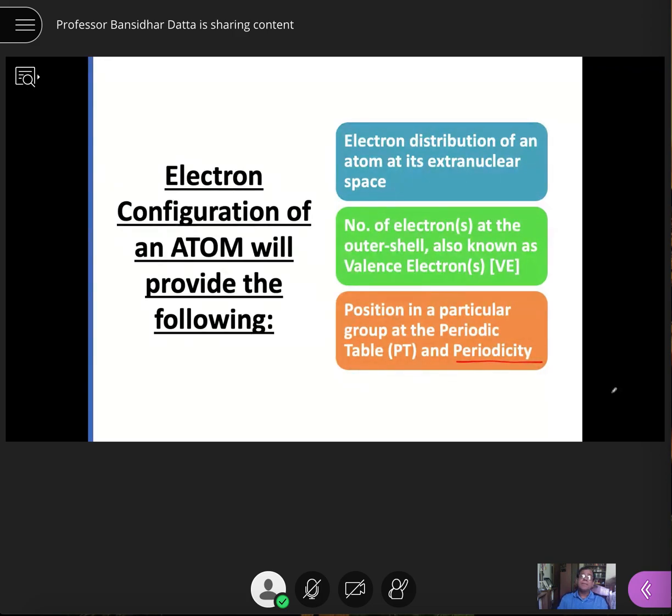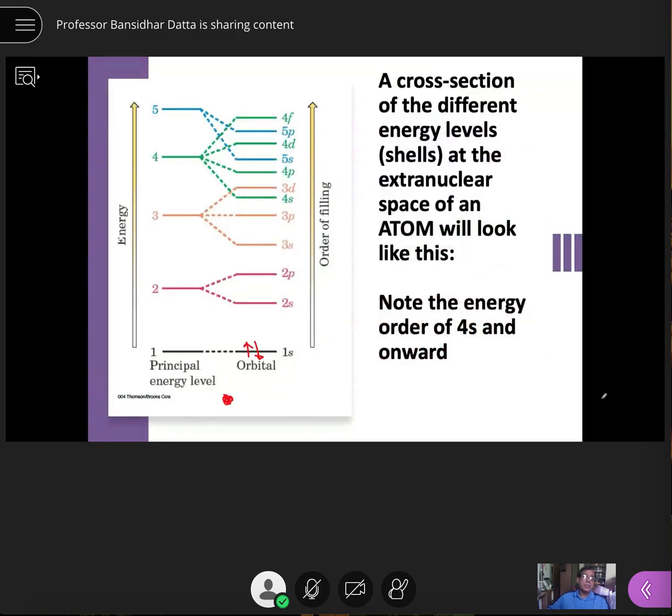All right. Once again, if you take the cross section of those extranuclear spaces, the shells, subshells, and orbitals, then we can get it like this. Shell number 1 is 1s. Shell number 2 has 2s and 2p. 2p is further split into 3: px, py, and pz. We already saw that, right? Any p can be split into 3 dimensions: px, py, and pz. That's basically the p orbital or the p subshell.